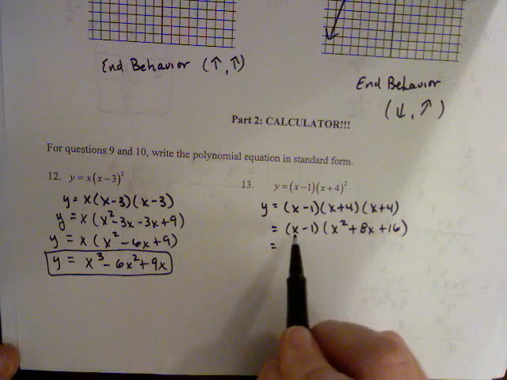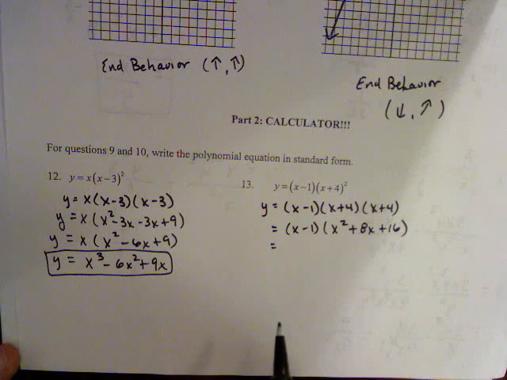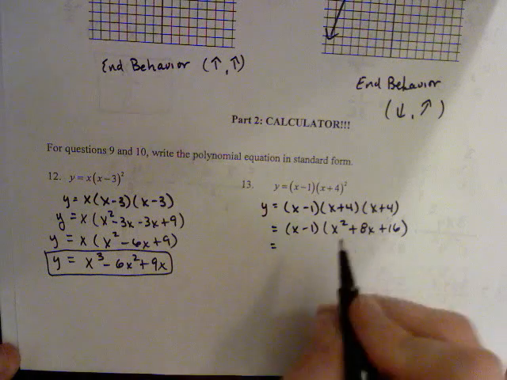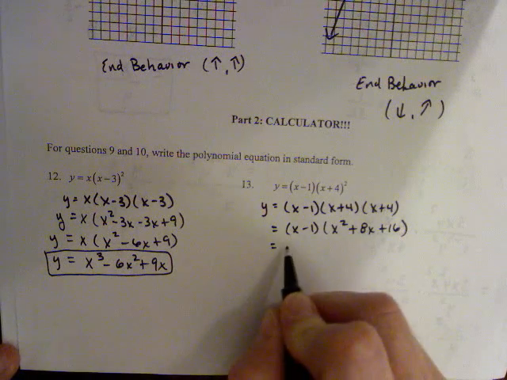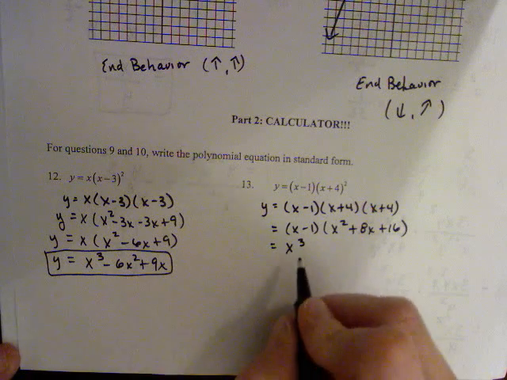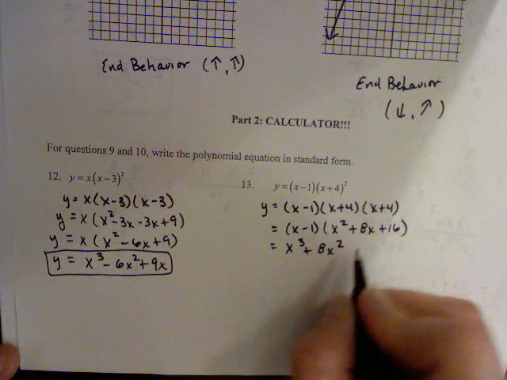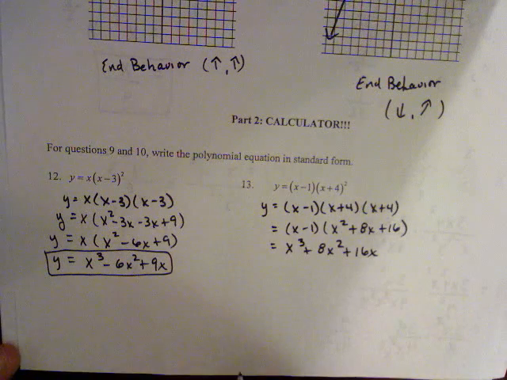Now I will take my x and distribute it through every term in the second polynomial. So we'll do x times x squared gives you x to the third. X times 8x is a positive 8x squared. X times 16 is 16x.